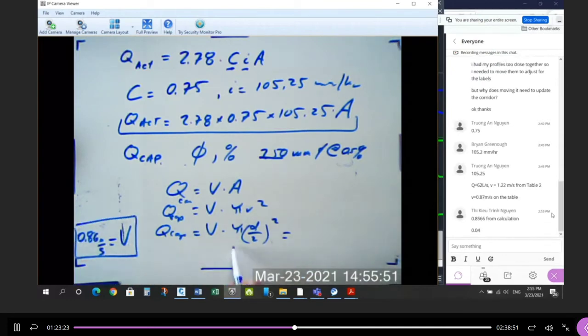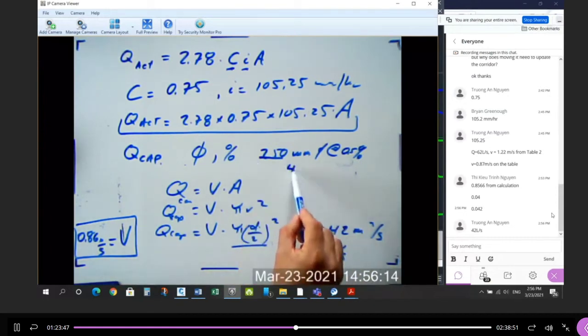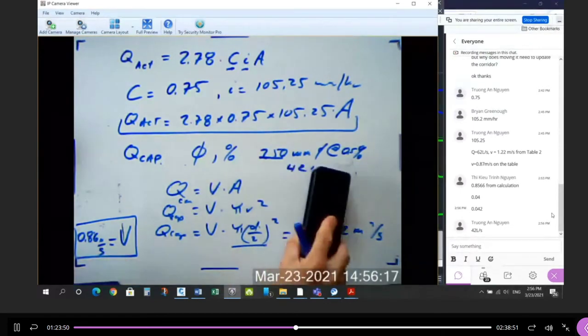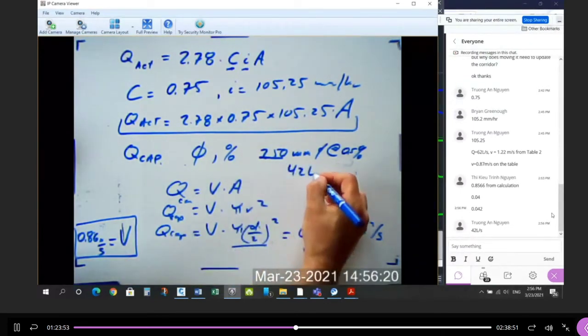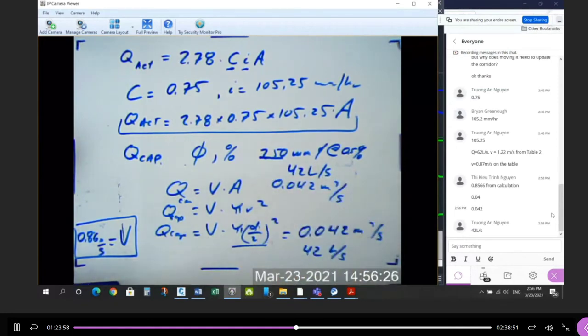So I know V multiplied by this. Remember, this is in meters. Give me 3 decimal places, T. 0.042 cubic meters per second, or 42 liters per second. If you multiply by 1,000, you get liters per second. So the capacity of this pipe is 42 liters per second, or 0.042 cubic meters per second. The velocity is 0.86, but I'm more interested in the capacity.